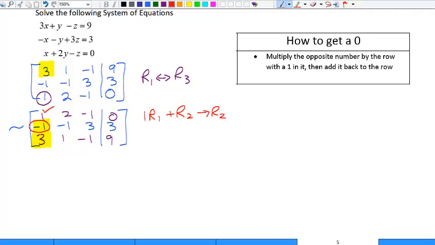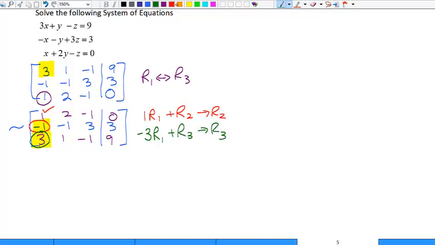At the same time, I'm going to work on the 3. I would like this 3 to become a 0 as well. Go back to the rule that says how to get a 0. You take the opposite of 3, which is negative 3, times the row with a 1 in it. Which is the row with a 1 in it? The positive 1, that's row 1. Add it back to the row, put it back into the row. Now this one requires a lot of steps of work, so I'm going to go ahead and use the right side of my screen to do that.